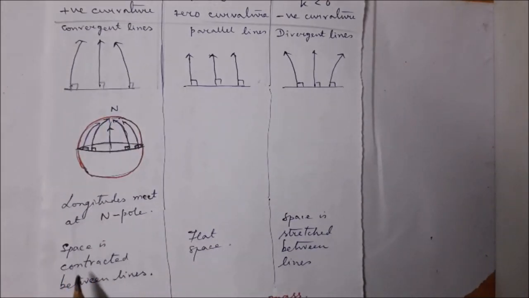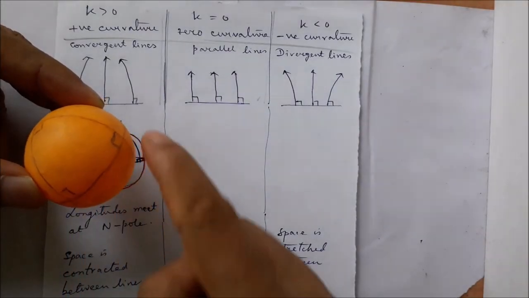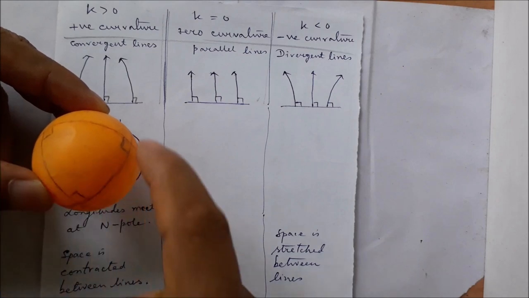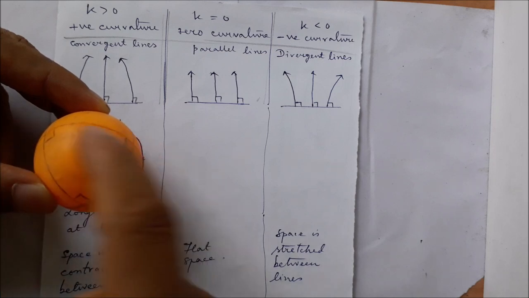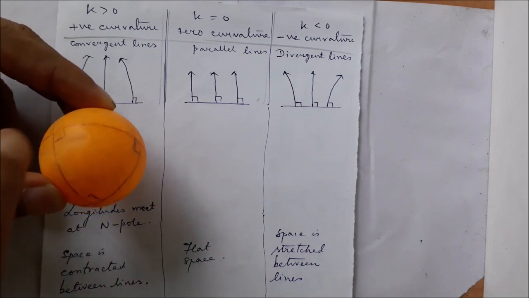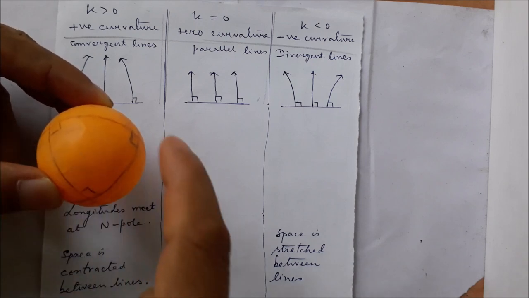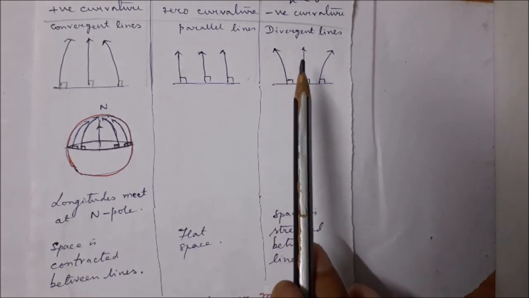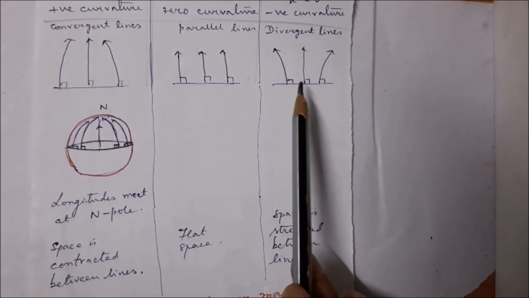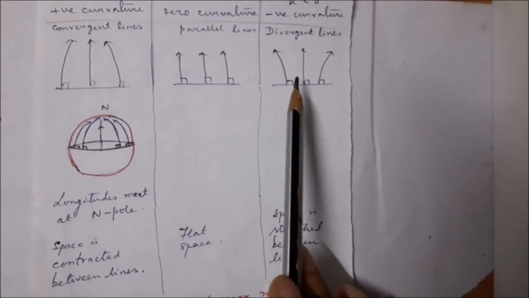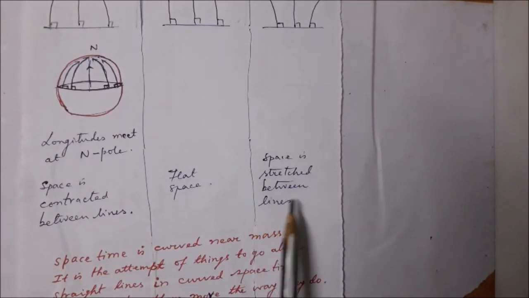In this case, space is said to be contracted between lines. We can show it easily. Consider this great circle, and these are perpendicular lines on the great circle, and these lines, when extended, meet at this point, which we may take to be the north pole. So these are convergent lines. But in the case of a surface having negative curvature, if we take a line and draw perpendiculars, then they are divergent, and so there is no question of them coming together. So here space is stretched between lines.